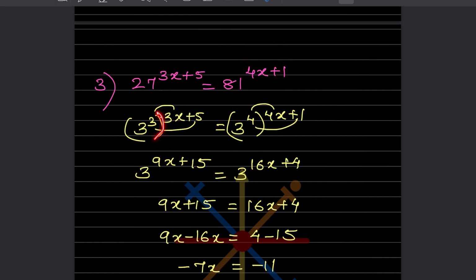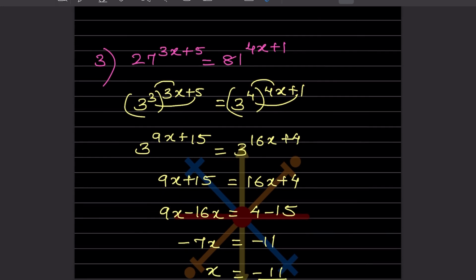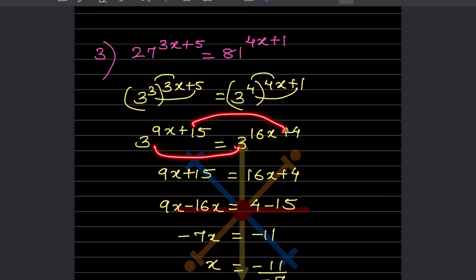So what are you going to do? Because you wrote here 3 raised to 3, you are going to multiply this. So when you multiply, 3 threes are 9. And this 3 is for this as well. That will be 15 plus 15. Again, this will be 16x and this is going to be 4. So now see here, the bases are the same, so the exponents should be the same. So now we wrote the exponents over here.